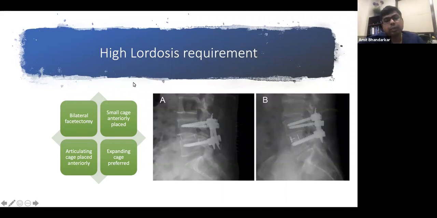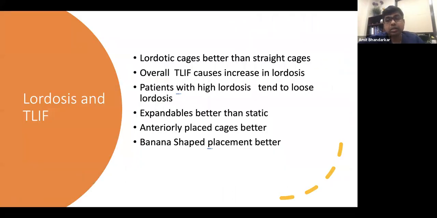So if you want to optimize the lordosis at a segment, we need to put the cage anteriorly, possibly a banana cage, and if that banana cage is expanding, it will further produce more lordosis. Another option is using an articulating cage, which is placed anteriorly. So there is a lot of talk about lordosis and TLIF.